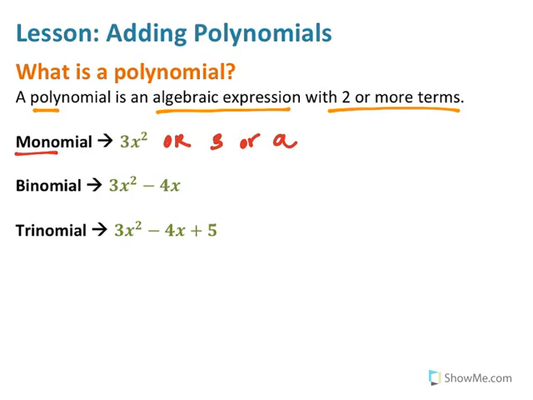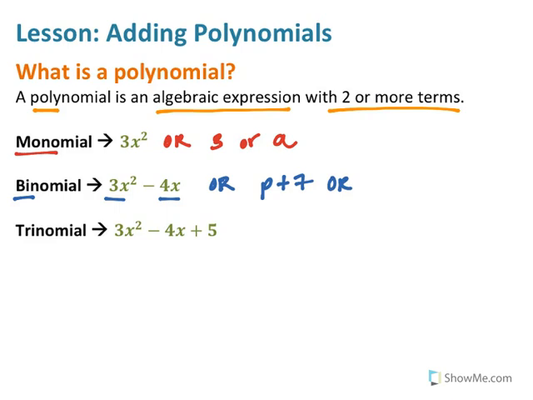If we look at a binomial, bi means two. So a binomial is two terms, and it's separated by either one plus sign or a minus sign. So in this case, it's 3x squared minus 4x. So our first term is 3x squared. Our second term is 4x. Another example could be simply p plus 7. We have two terms. We have a p and we have a 7.